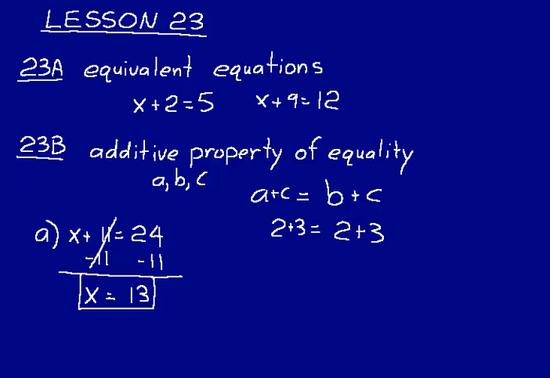Now, of course, you probably could have just looked at that problem and seen that 13 plus 11 equals 24. You didn't have to add a negative 11 to both sides. And we'll do a few more problems that are pretty easy to do, but I want you to do them using this additive property of equality, because eventually they're going to get too complicated for you to just look at them and be able to do them in your head.